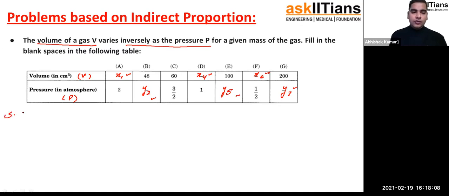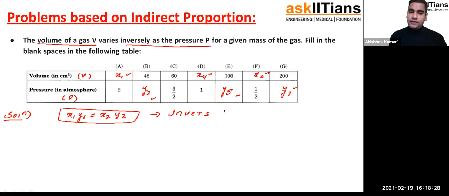Now, we know if any two values x1 y1 and x2 y2 vary inversely to each other, then we have this formula: x1 y1 is equal to x2 y2, right or not? This is the formula we have if the values are varying inversely. Inverse proportion, correct? So here, let's say I have to calculate x1. I am going to assume this value 2 to be y1. This is my x3, that's my y3.